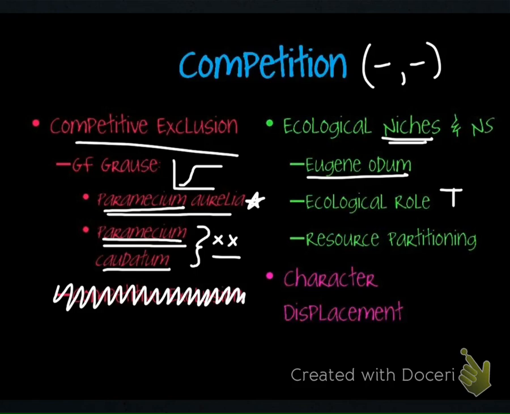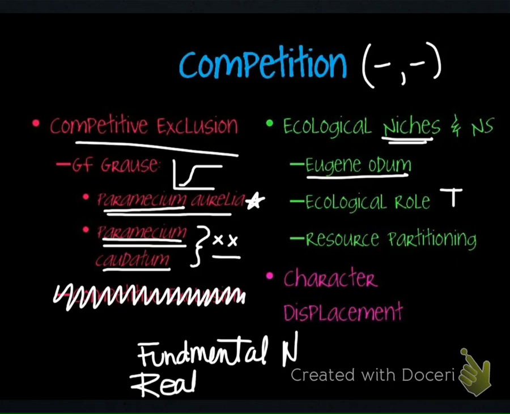We're going to have 2 types of niches, a fundamental niche, which is your niche potentially occupied by a species. And then you have a realized niche, which is the portion of that fundamental niche that it actually occupies. And this is going to be different due to competition, right?